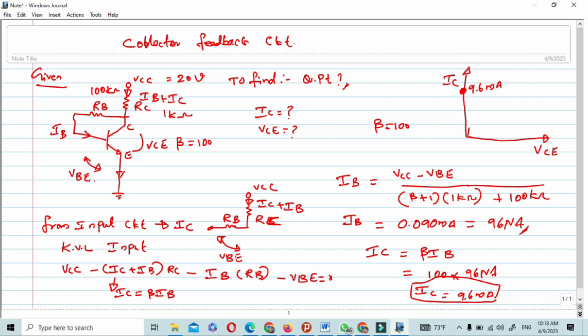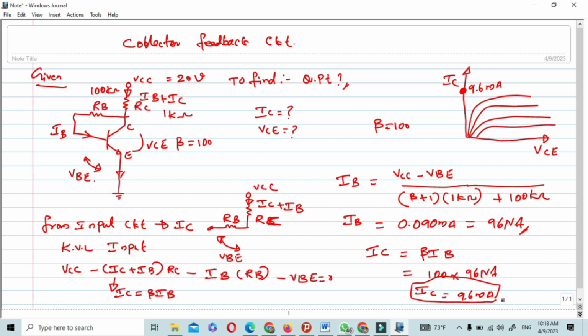So this is the curve. We already know that this is the output curve. From this, we need to solve the operating point, so we need to find the Q point. The first point we have found.